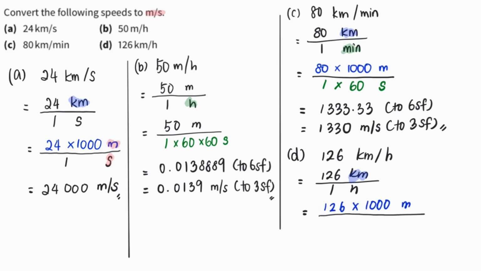For 1 hour, previously we know that there is 60 minutes, and for each minute it is 60 seconds. Therefore the answer will be 35 meter per second.